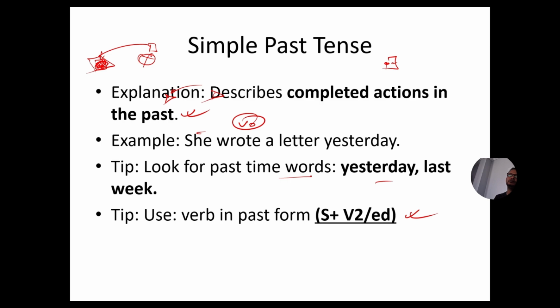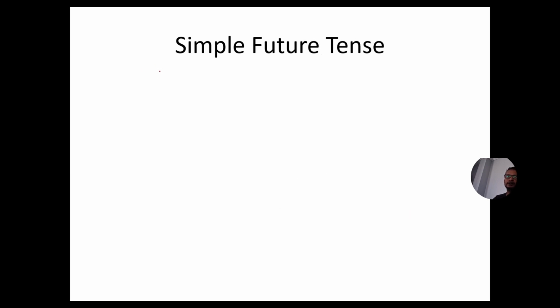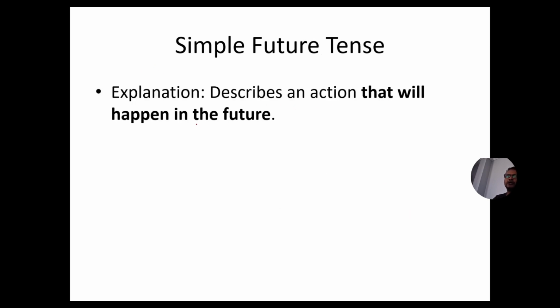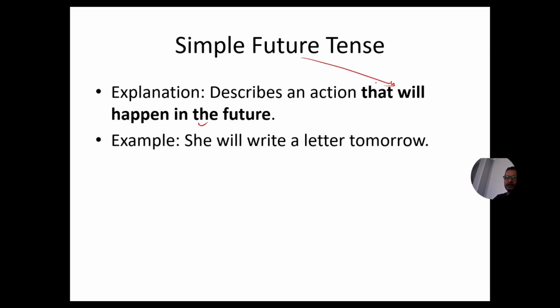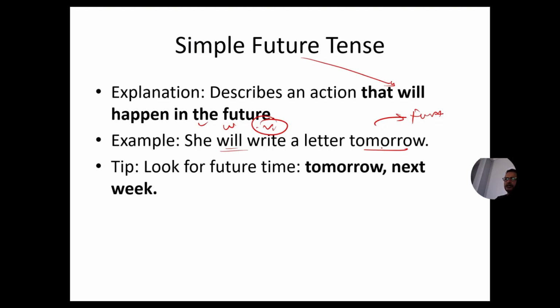Done and dusted. Okay, so simple future tense again describes an action that will happen in the future. She will write a letter tomorrow. So see, again in our example, will plus B1, right? Letter tomorrow, tomorrow is the future time, right? So generally there will be a future time. Look for future time words like tomorrow, next week, next year, coming weeks, coming months, stuff like that. Okay, will plus the base form of the verb.